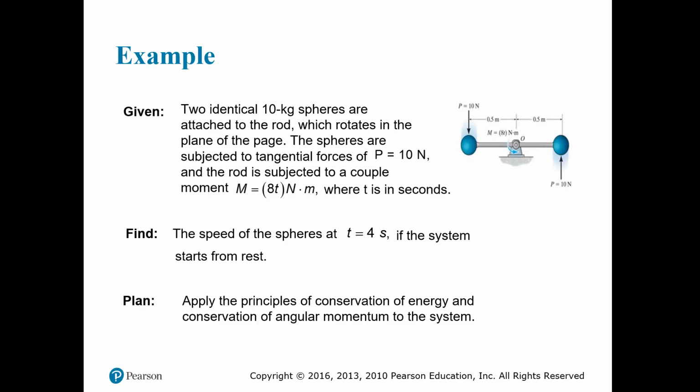I want to now cover everything that we have learned with an example, as I always do in these kinds of videos. Two identical 10 kilogram spheres are attached to the rod, which rotates in the plane of the page. So it's rotating around O. You know, that axis is pointing towards outside of the page. The spheres are subjected to tangential forces of P equals 10 newtons, and the rod is subjected to a couple moment equal to 4t, where t is in seconds. We need to calculate the speed of the spheres at t equals 4 seconds if the system starts from rest.